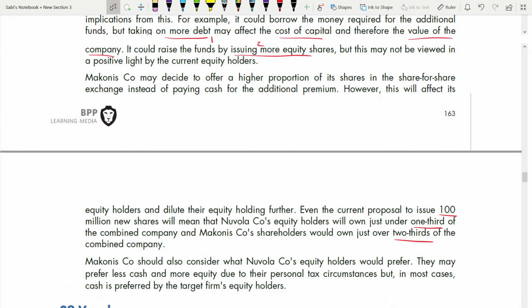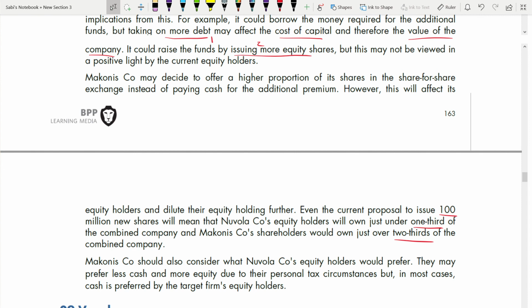Okay, so one thing was there. Even the current proposal to issue 100 million new shares will mean that Novella's equity holders will just own under one-third of the combined company. Okay, so this part you can do your calculations and see first. If you're not getting an answer, you can comment me below. I will explain why you're not getting it. Personally, I will explain to you. If someone is very curious to know it, if you're not curious, then you can leave it. Because this is the examiner's answer. Maybe you might not think of such an answer. You might not be so concerned about it, so you can leave it.